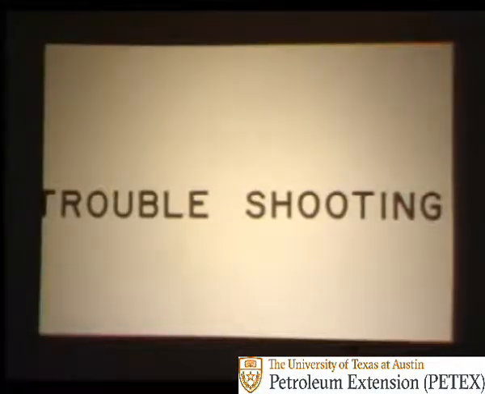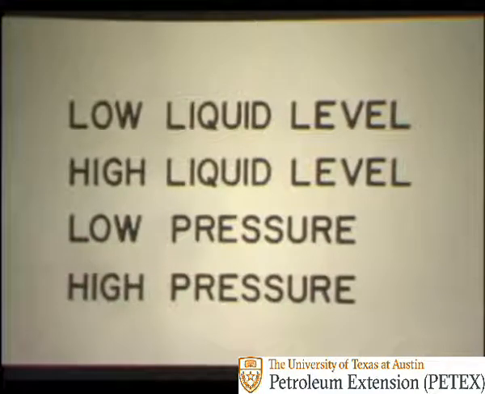Now that we've covered the features of a typical production separator, we're ready to examine the common operating problems experienced with offshore production separators and discuss the actions you can apply to correct these problems. The problems we will cover will be that of low liquid level, high liquid level, low pressure, and high pressure in the separator. Almost all problems experienced with production separators will result in the liquid level or the pressure becoming excessively high or low.